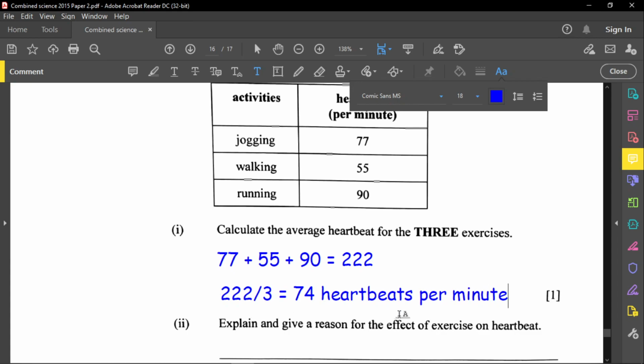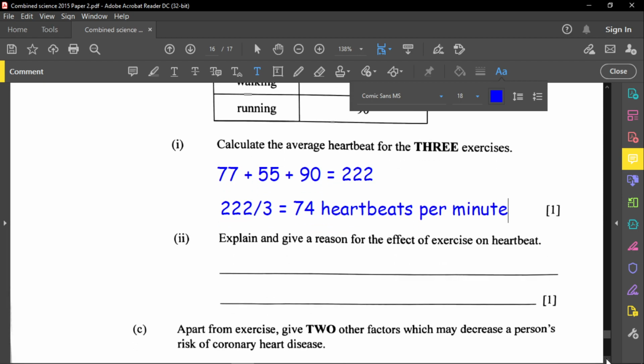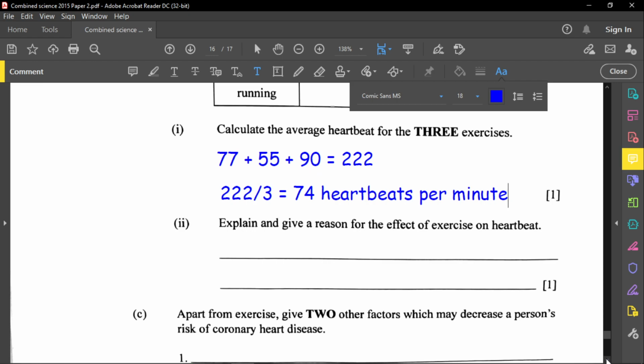Let's go to the next part of the question. It says, explain and give a reason for the effect of exercise on heartbeat. In other words, why does heartbeat increase when you exercise? The effect of exercise on heartbeat is that the heartbeat increases, and there's a reason for that.